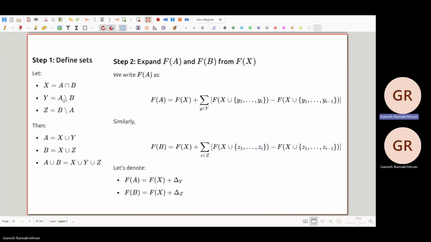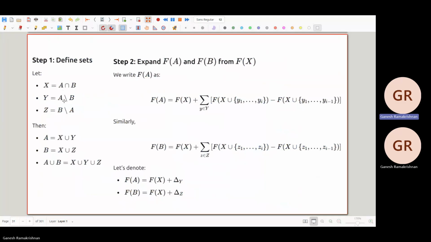So what have I done? I have written A and B in terms of X, Y and Z. A is X union Y, B is X union Z, and A union B is X union Y union Z. Then the steps are very simple. You just need to compose your A's and B's in terms of these pieces. But when you write it down, you have to write it slightly differently. This is the key step.